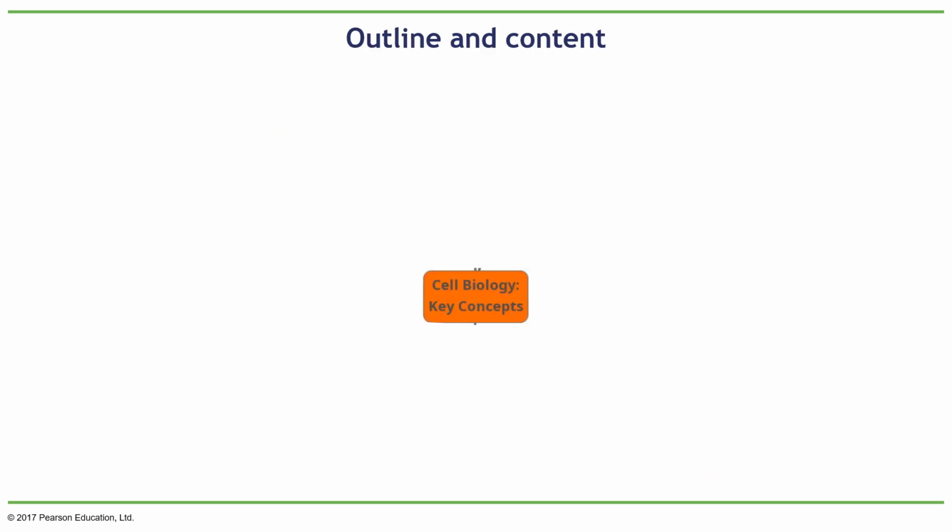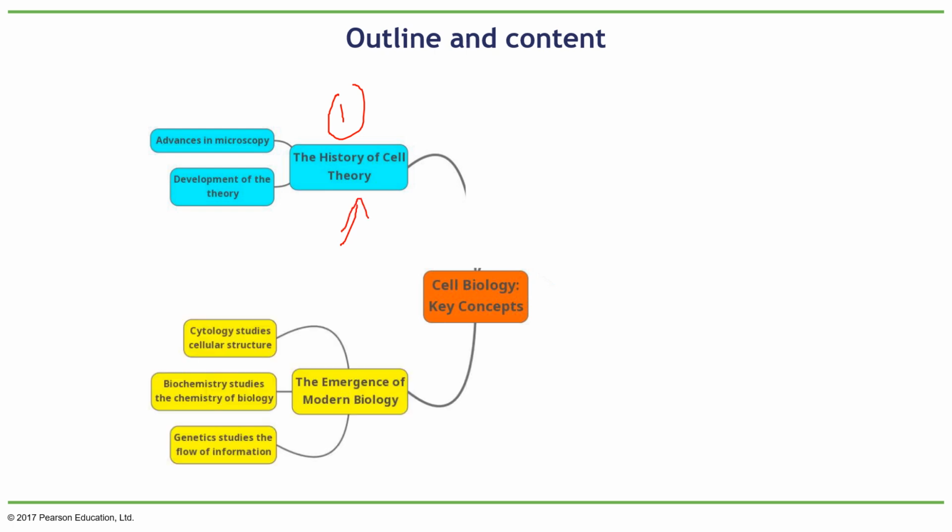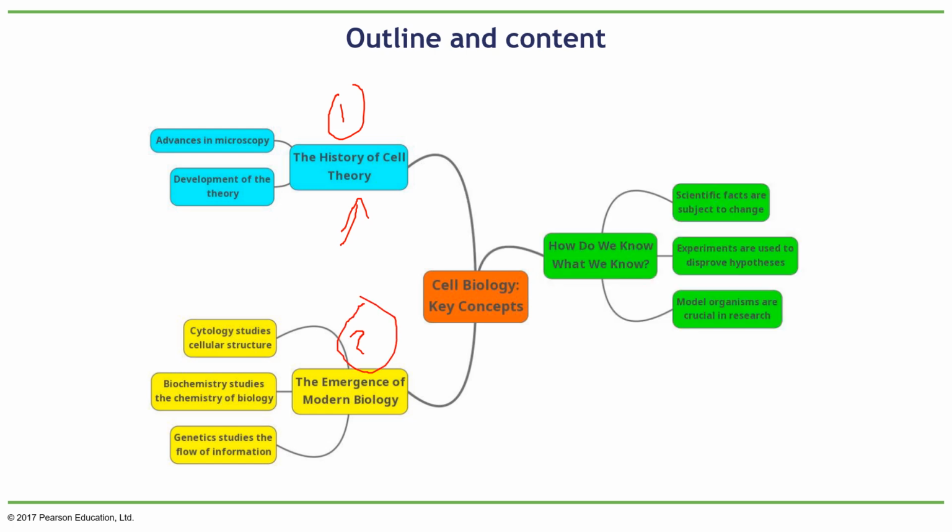In your textbook, this chapter is divided in three main sections. In the beginning, they talk about the historical approach to the cell theory, and I'm going to start with that. Then I will move to the emergence of modern cell biology, and finally, I will talk about the scientific method, and in particular I'm going to focus on the scientific method in terms of cell biology.